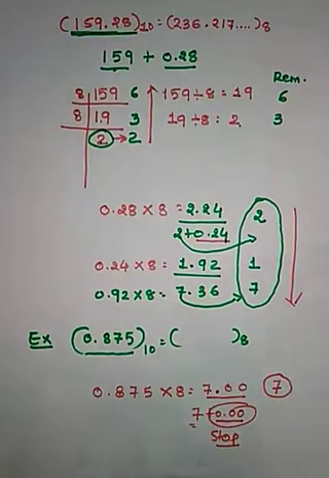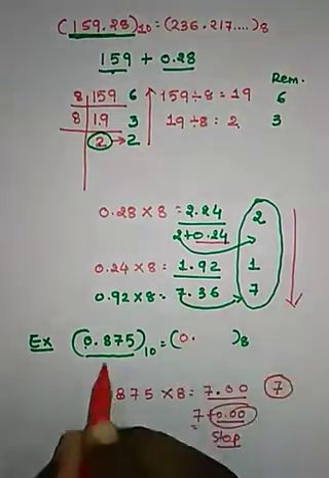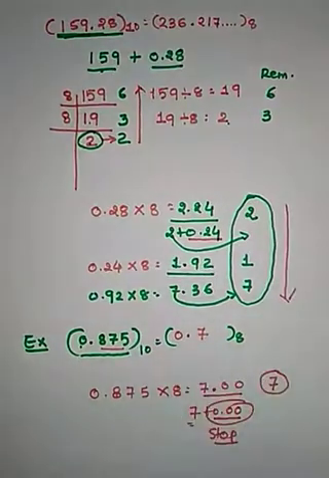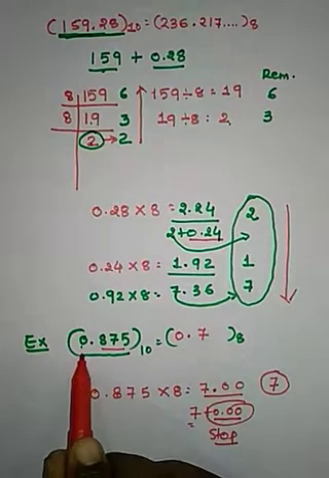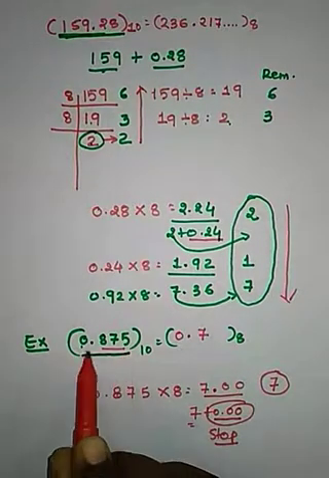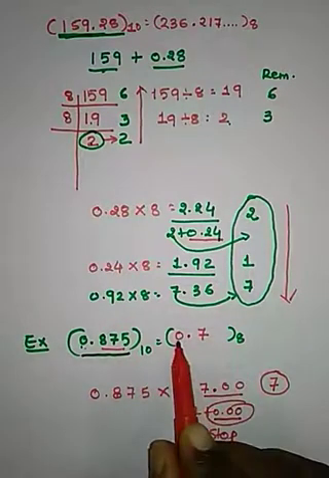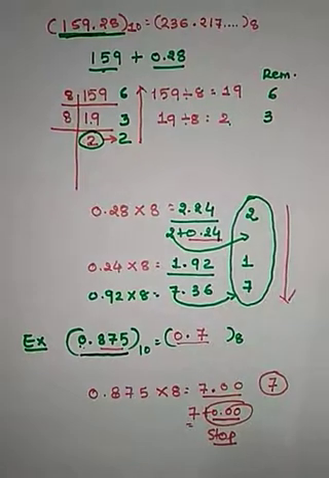Okay, so see here, before the point it's a 0. So what is the octal of 0? It's a 0. What is the octal of .875? It's a 7. So the given decimal number is 0.875 and it is to be converted into octal. The answer is 0.7.